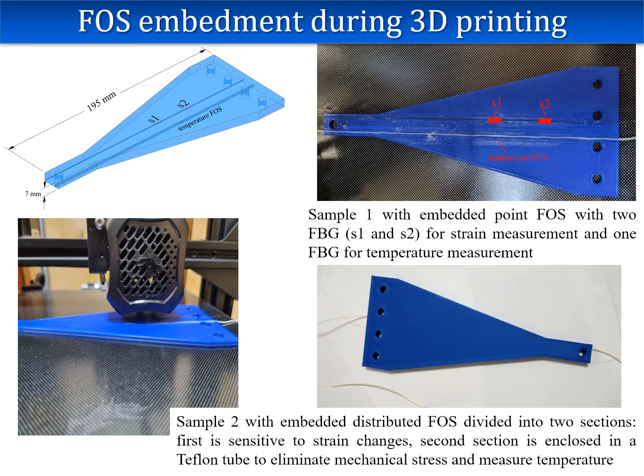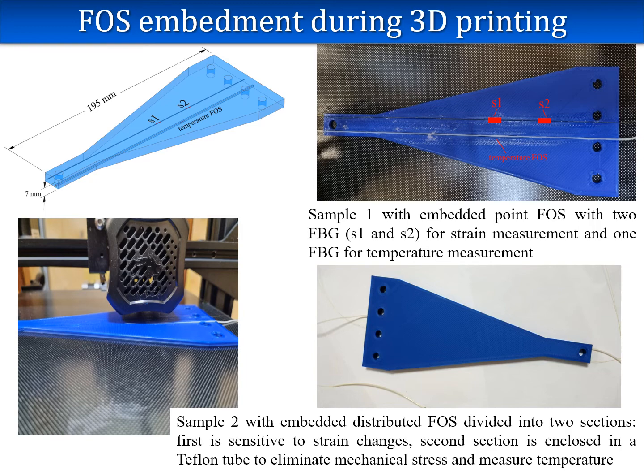An experimental demonstration of measuring strains and temperature using embedded fiber optic sensors was carried out on the example of samples in the form of a beam of equal resistance made by layer deposition of polylactide. Two samples were made with the same geometric dimensions and printing parameters from the same material. Point sensors based on Bragg gratings were embedded in one of the samples.